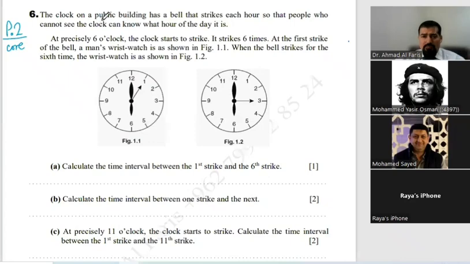A clock on a public building has a bell that strikes each hour so that people who cannot see the clock can know what hour of the day it is. Now, who can tell me a famous clock on a building? The name of a very famous clock on a building. Yes, thank you, Muhammad. Another one? Yes, Mu'taz. Yes, Dr. Mustafa, Abdul Rahman, Saji.